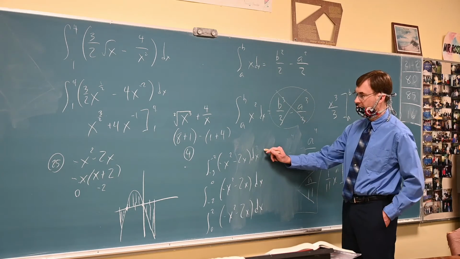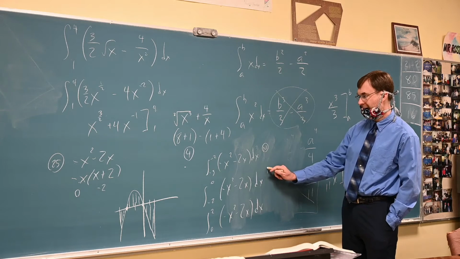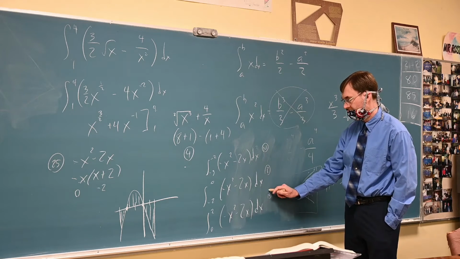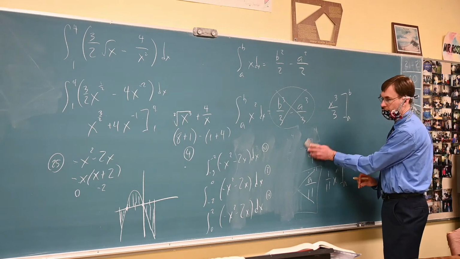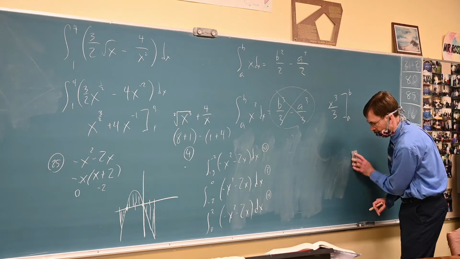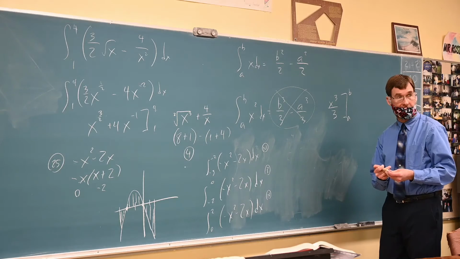This one's going to have to turn out negative. This will have to turn out positive. This will have to turn out negative. If it doesn't, I made a mistake. I can see from the graph it's unders and then overs. Okay, that covers it so far.